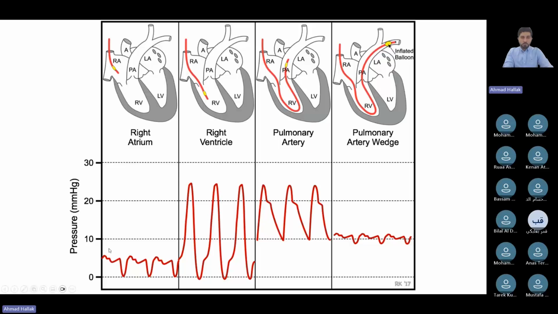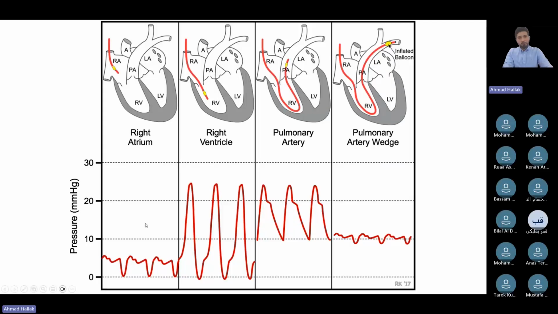So you have to be familiar with the waveforms of the right atrium, and then the right ventricle, and the pulmonary artery, and the pulmonary wedge. And each one is characterized by different things. And it's easy when patients don't have disease, but when the pressures are very elevated, it can be quite challenging to tell.